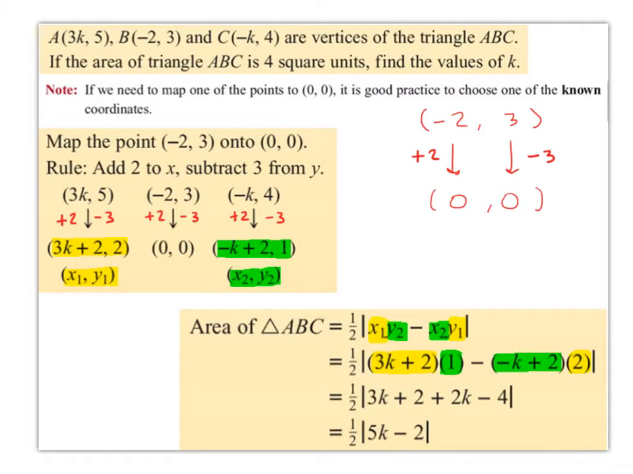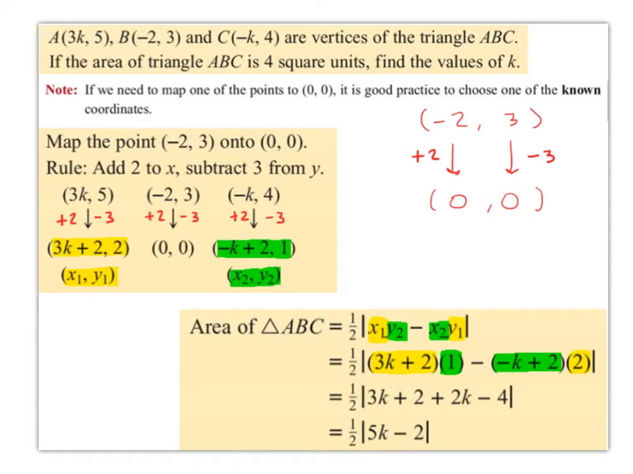So we're going to take our formula for the area of a triangle ABC, which is a half times the modulus of x1 times y2 minus x2 times y1. We swap x1 for 3k plus 2 with brackets around it. We swap y2 for 1 with brackets around it. We swap x2 for minus k plus 2 with brackets around it. We swap y1 for 2 with brackets around it.